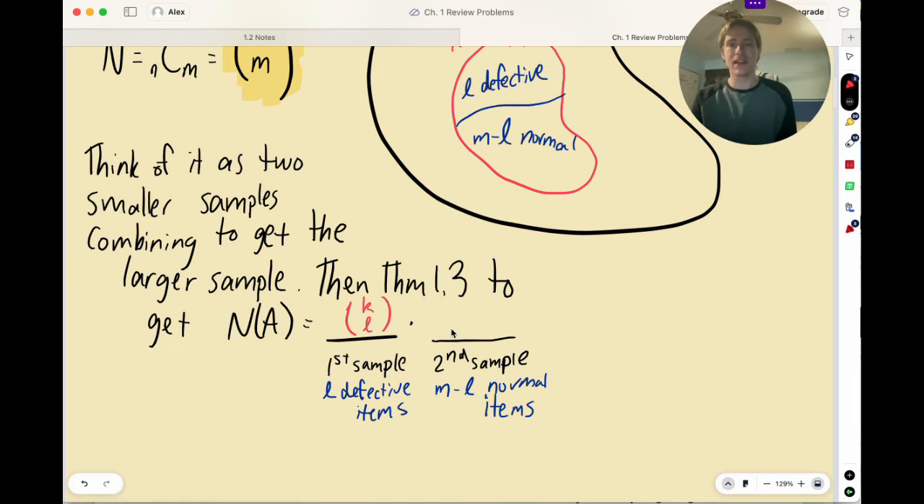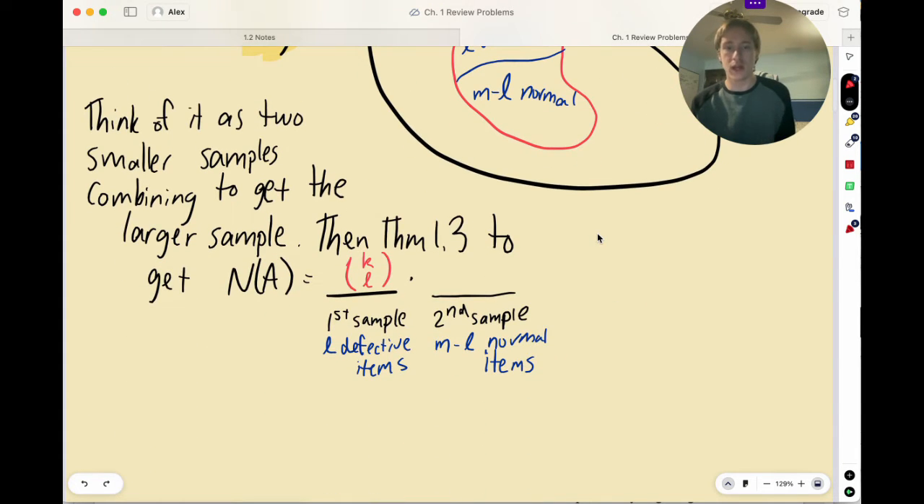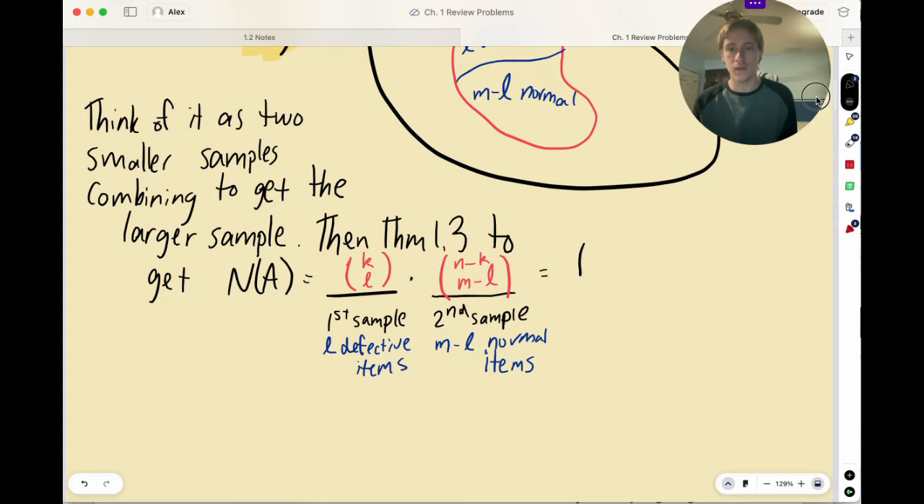And that means that the second sample I can do similarly. From a total of n minus k normal items in the population, I just want m minus L of them to be normal in my sample. Okay, so this is going to be n minus k choose m minus L. That means that the number of ways that A can occur is k choose L times n minus k choose m minus L. That's the second part of my answer.